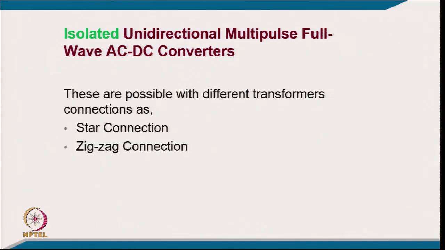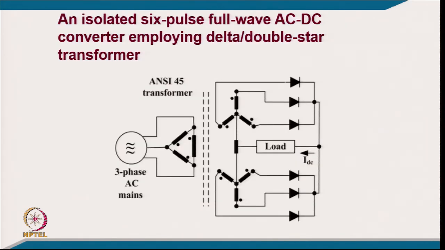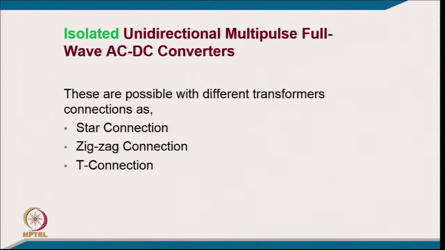So, one is the star, another is the zigzag connection, then another is a T connection, and another of course is a Scott connection, which is not much different from the T connection. These are the only connections we can think of using. Typically for the primary we can use any other connection also, but for the secondary we certainly require the neutral point.